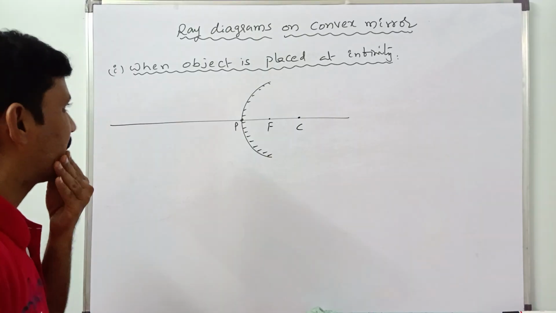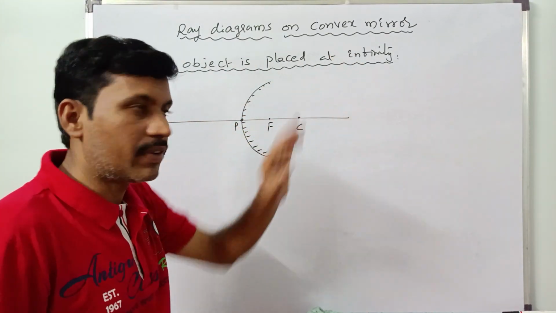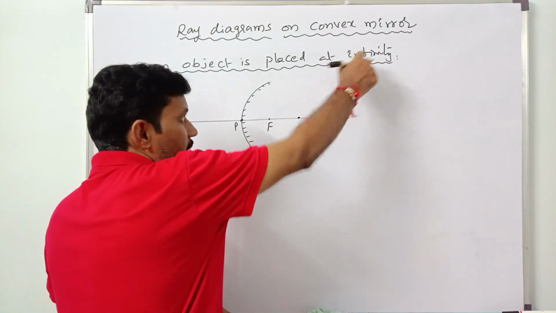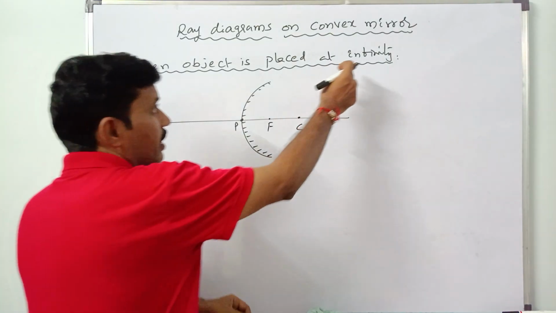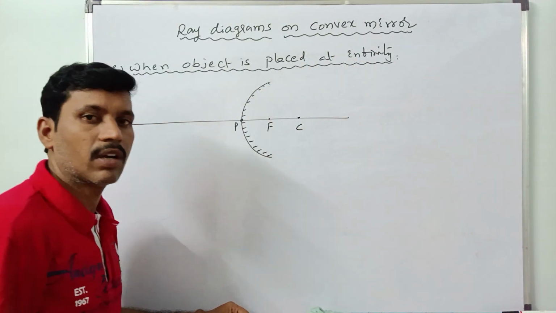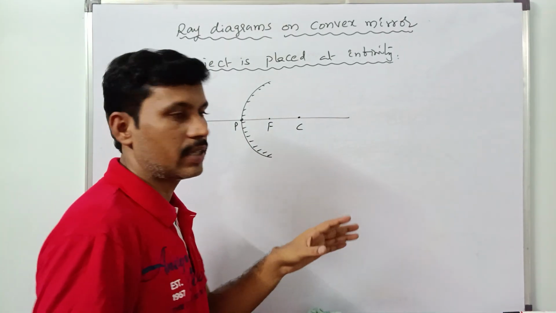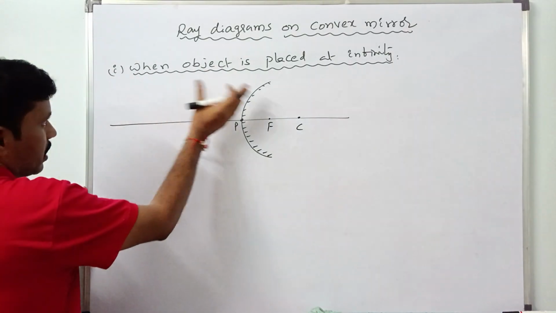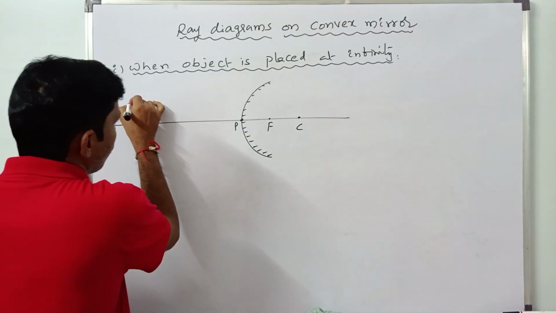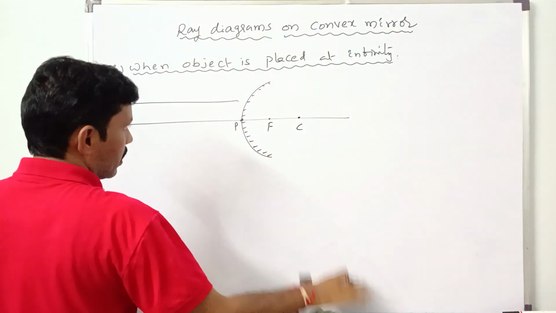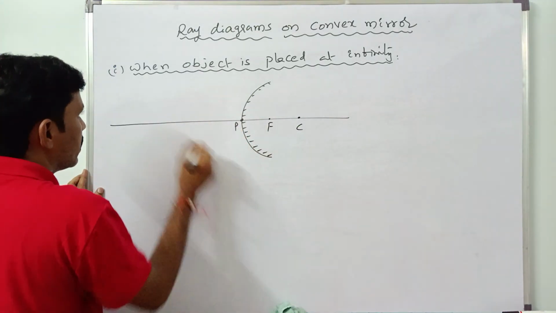Clear? Right. When the object is placed at infinity, the rays coming from the infinity object are always parallel rays. If the object is placed at infinity, we have to take parallel rays. So let us take the first ray. Let us take one incident ray coming from the object which is placed at infinity.